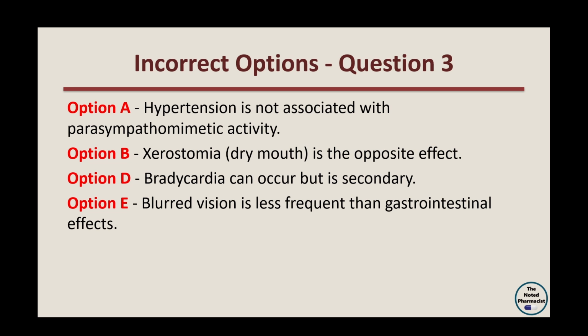Option A is incorrect because indirect-acting parasympathomimetics lower blood pressure through parasympathetic activation. Option B is incorrect because xerostomia refers to dry mouth, which is the opposite of increased salivation. Option D is incorrect because bradycardia is possible but not the primary adverse effect. Option E is incorrect because blurred vision is a secondary effect and less common compared to gastrointestinal and salivary symptoms.